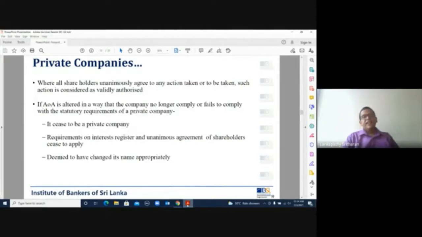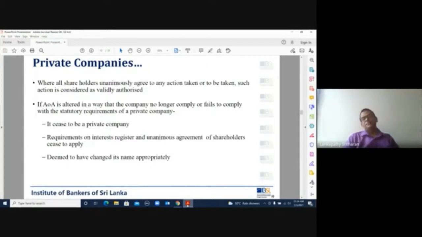And the final one: if the articles of association are altered in a way that the company no longer complies, or fails to comply, with the statutory requirements of a private company, it ceases to be a private company. The requirements on the interest register and unanimous agreement of shareholders cease to apply, and it is deemed to have changed its name appropriately.